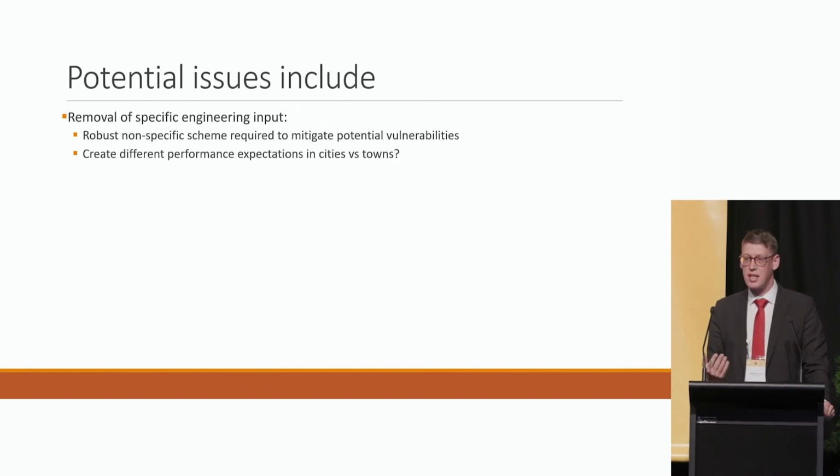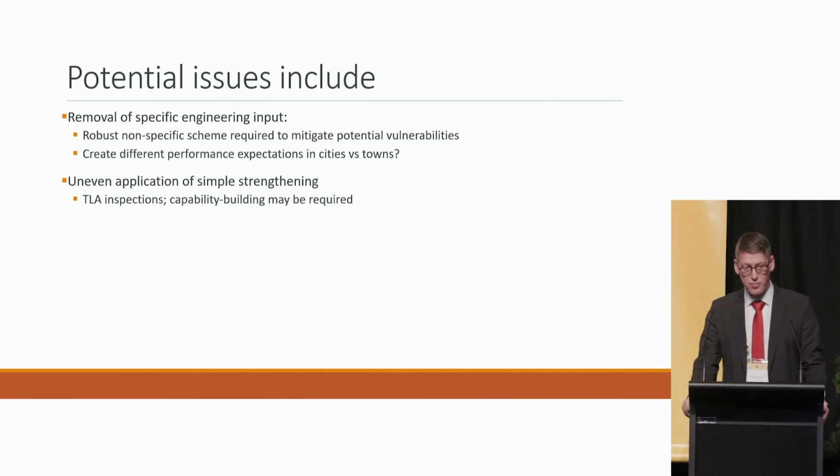I just want to say in defence of that, if we're in a situation where rural communities cannot afford to strengthen their buildings at all, then a differing performance expectation may de facto already exist. So we need to bear that in mind when considering such a scheme. It's potentially an issue that we might have an uneven application of such schemes, and we would need to think about how the territorial local authorities can be supported to inspect or identify such buildings.